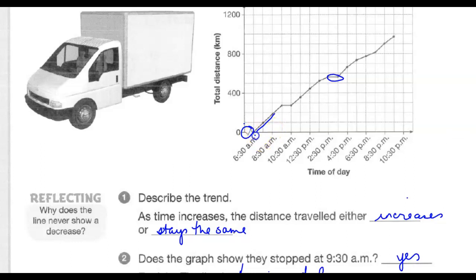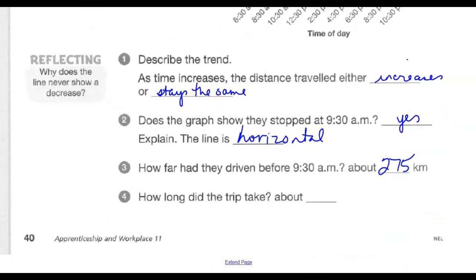How long did the trip take? Well, 6:30 a.m. to here, which is 9:30 p.m. So how many hours is that? That's 6:30 to 12:30 is 6, and then to 9 is another 9, so 15 hours.